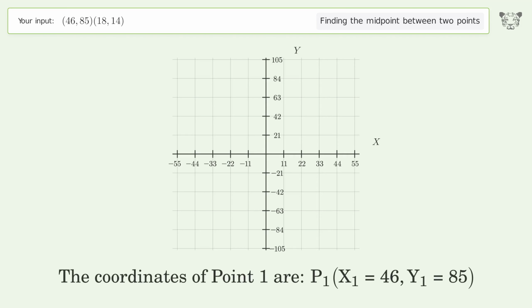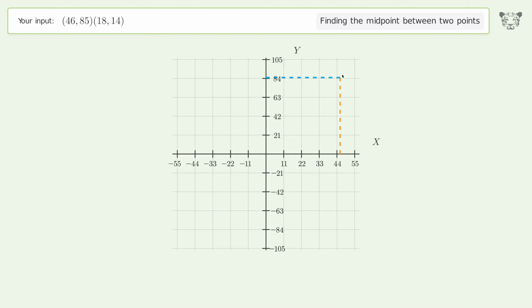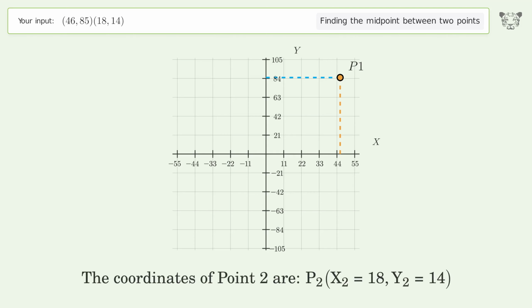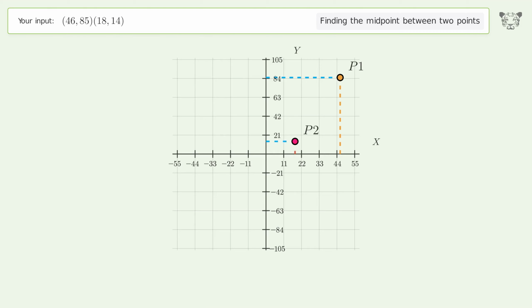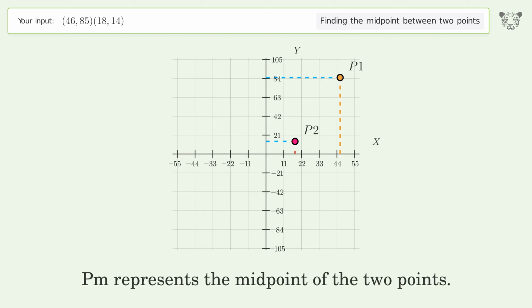The coordinates of point 1 are x1 equals 46, y1 equals 85. The coordinates of point 2 are x2 equals 18, y2 equals 14. PM represents the midpoint of the 2 points.